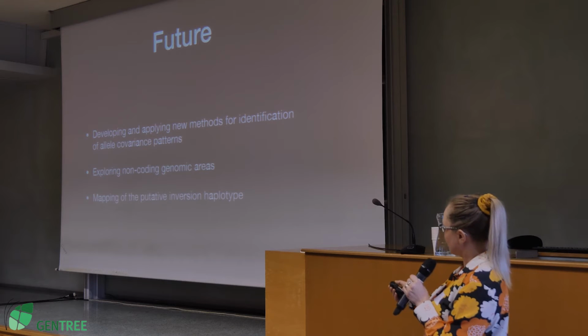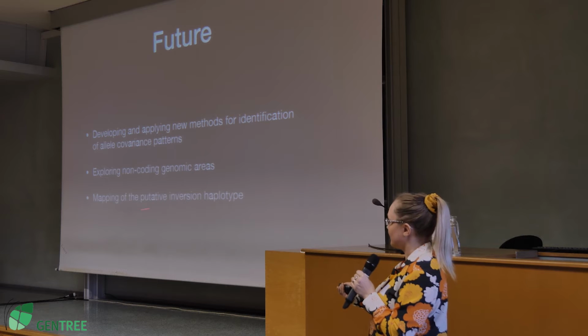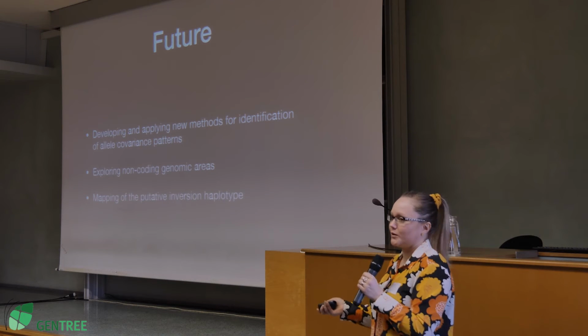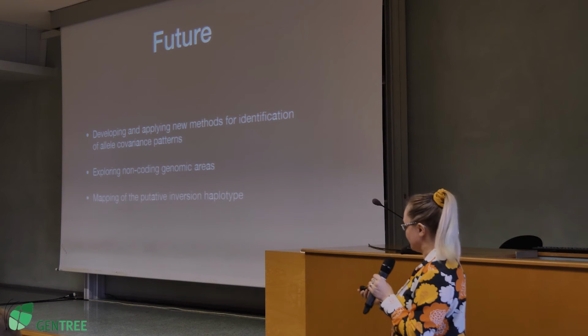In the future, we want to develop better methods for looking at multiple loci at the same time, and also to start exploring non-coding genomic areas, and to map this inversion haplotype better to actually look at whether it's inverted or not.